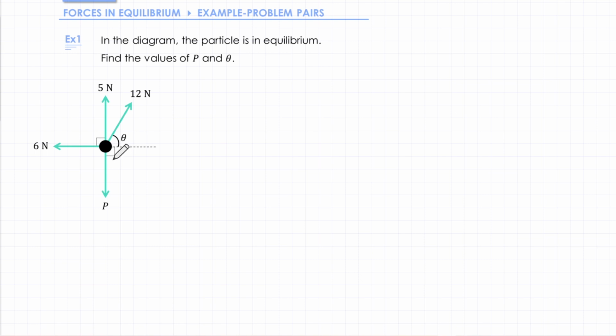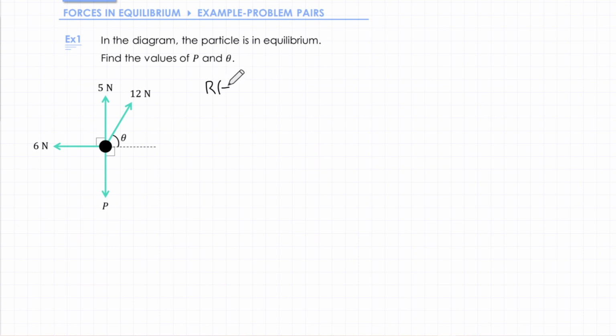To do that, we consider how many unknowns we would have in each particular direction. Let's consider the vertical direction. We've got P acting downwards, and we've got a component of this 12 Newton force acting upwards. That means resolving vertically, the calculation would involve P and it would involve theta. However, if we resolve horizontally, we would still have a component of the 12 Newton force acting to the right, but as P is acting down the page, it does not have a component to the left or the right. Therefore, we'll start off by resolving horizontally.